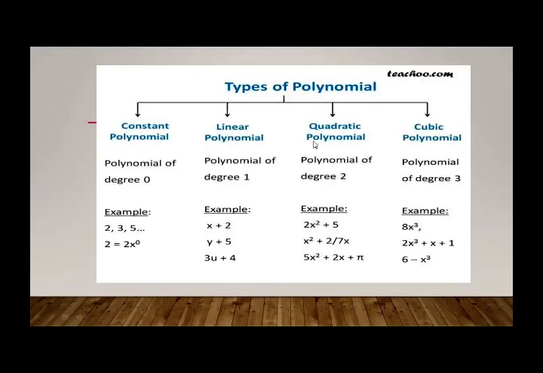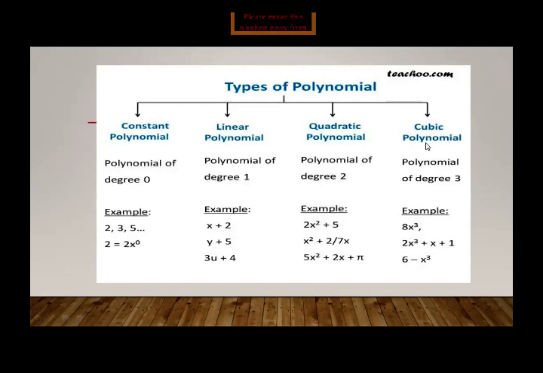Then we have learned quadratic polynomial. Quadratic polynomial means the polynomial having the highest degree of the variable 2. Examples are 2x square plus 5, x square plus 2/7 x, 5x square plus 2x plus pi. In all, we see the highest exponent of the variable is 2. That's why they are known as quadratic polynomial.